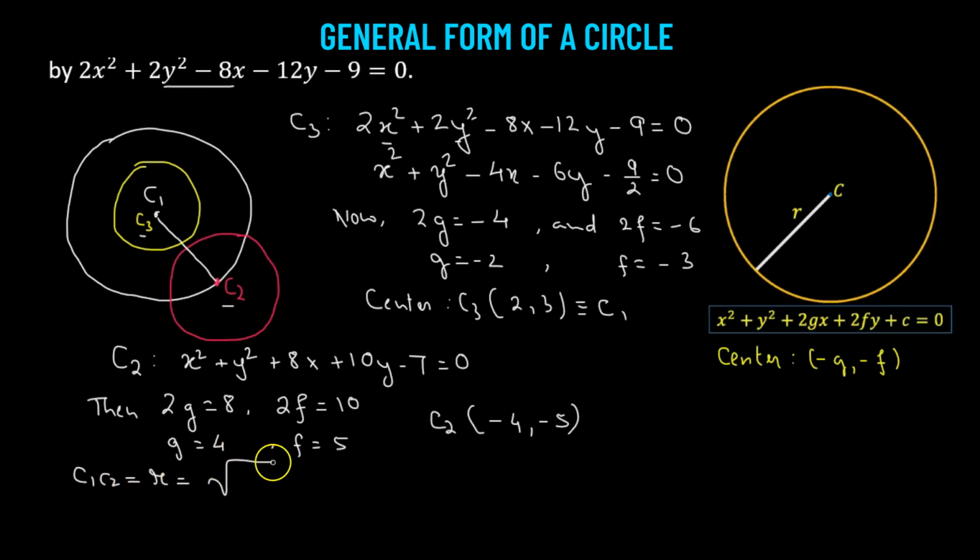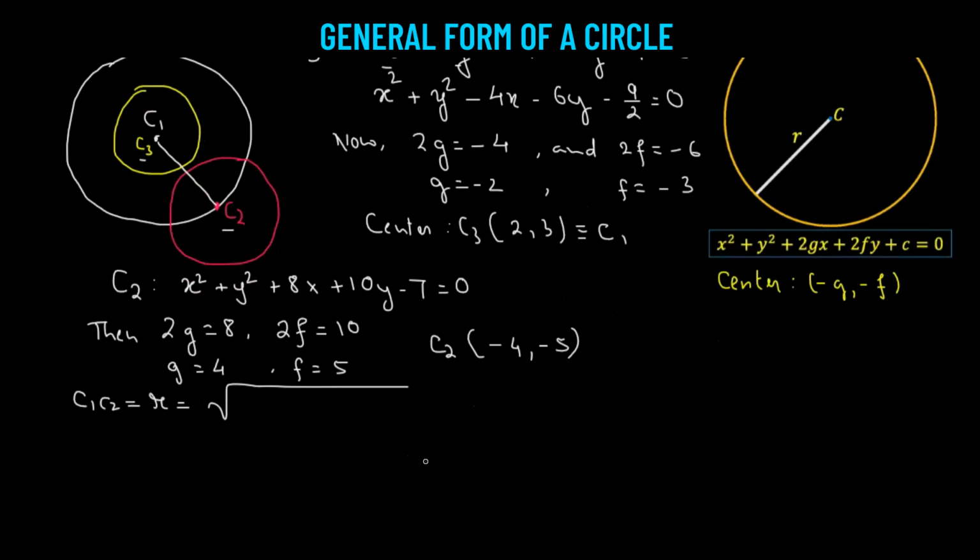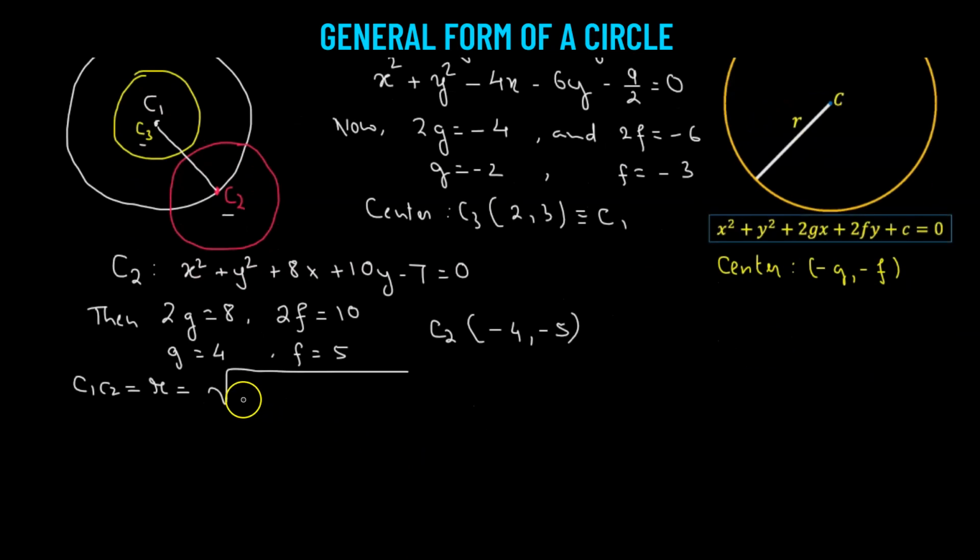So we'll be using the distance formula. First we take the difference of the x coordinates: 2 minus negative 4, so we have 2 plus 4. We square it, then add it to 3 minus negative 5, so 3 plus 5, whole squared. So that's equal to the square root of 6 squared, which is 36, plus 8 squared, which is 64. That gives us the square root of 100, which is 10. So our radius comes out to be 10 units.